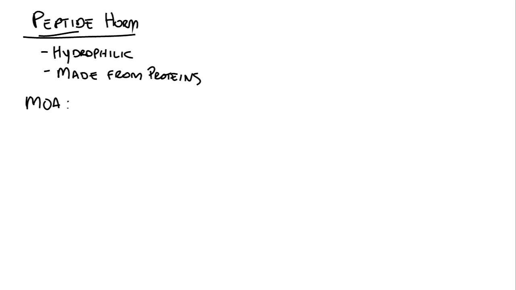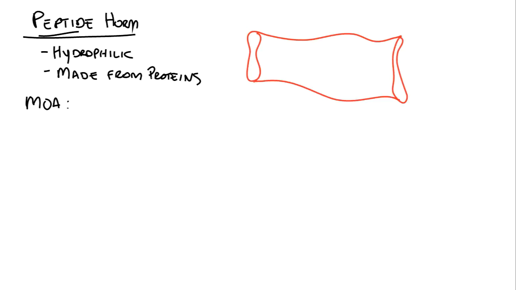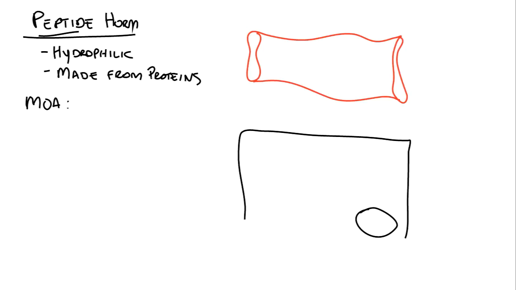So let me draw a blood vessel, and then we need a receptor cell or target cell. So here's the nucleus. So here's our hormone that was dumped into the blood. Okay. Here's another one.